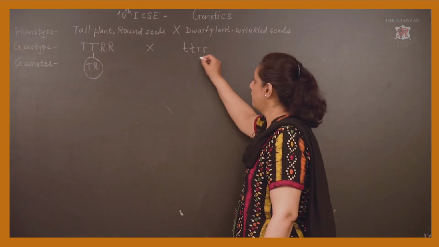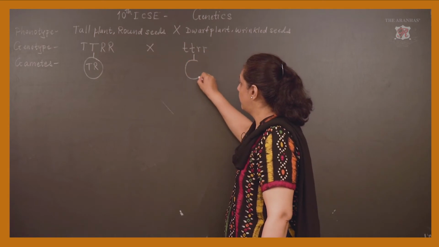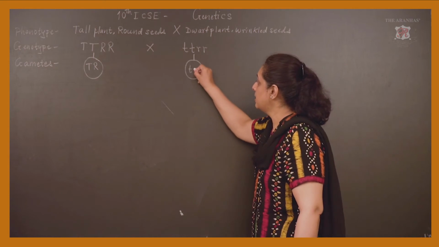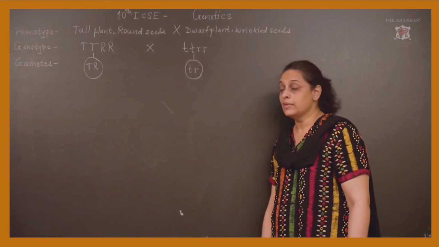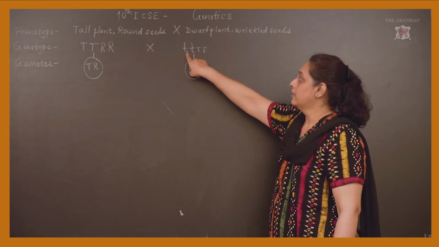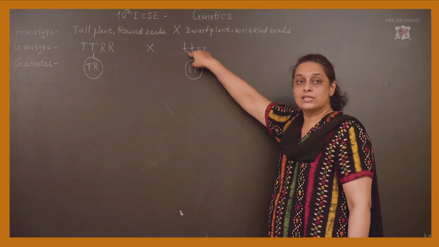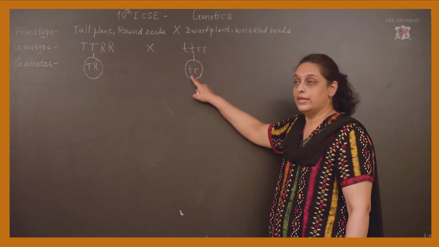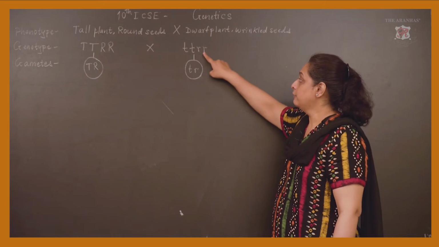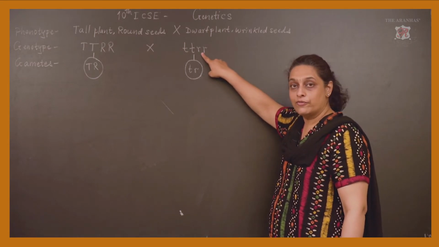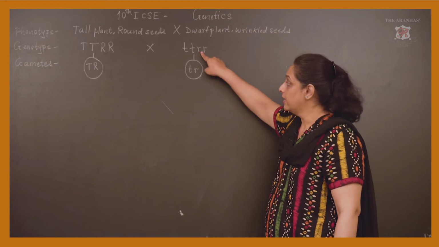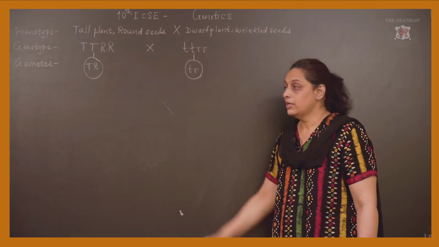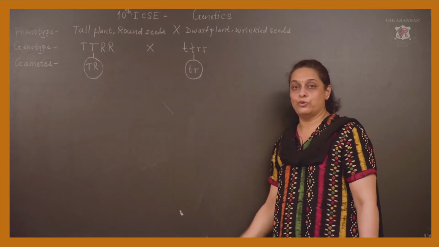Similarly, the other parent will produce a gamete with small t, small r, because what will happen? From the 2 alleles for dwarfness, 1 is passed on into the gamete, and from the 2 alleles for the wrinkled character, only 1 is passed on into the gamete. So, this is how gametes are to be written.